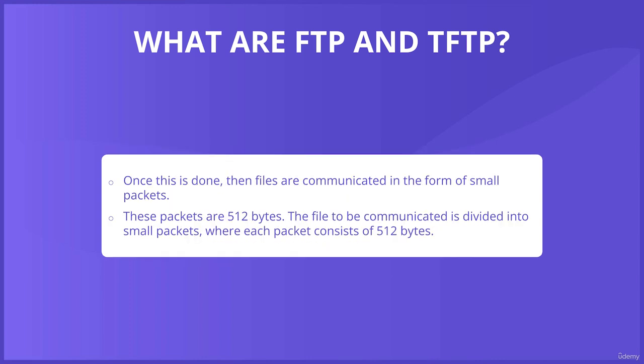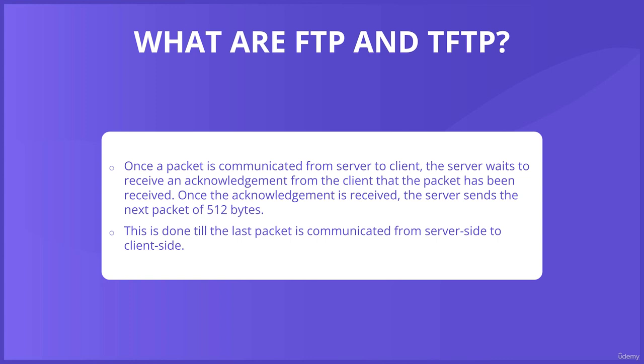Once that's done, files can be communicated in the form of small packets. When I say small, I mean 512 bytes. The file to be communicated is divided into these small packets, where each packet consists of 512 bytes. Once a packet is communicated from server to client, the server waits to receive an acknowledgement from the client that the packet has been received. Once the acknowledgement is received, the server sends the next packet of 512 bytes. And of course, this goes back and forth until the last packet is communicated from the server side to the client side.